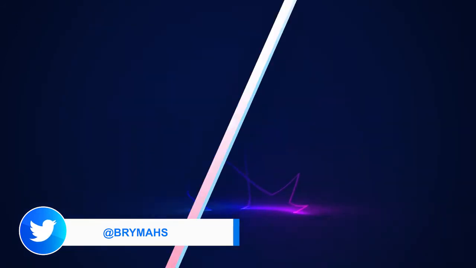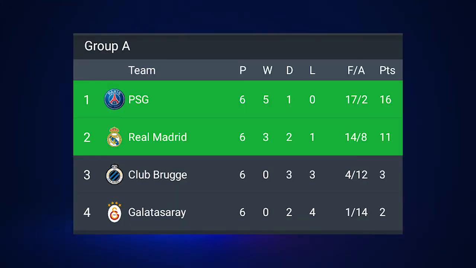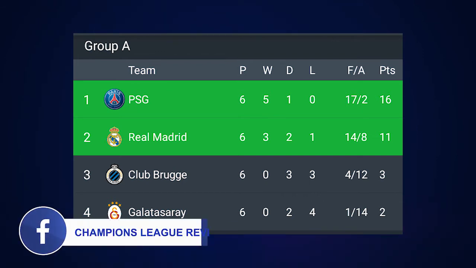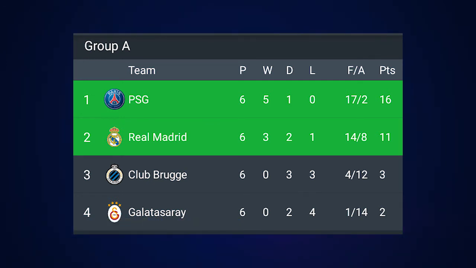PSG was in Group A with Real Madrid, Club Brugge, and Galatasaray. PSG topped the group with 16 points, Real Madrid 11, Club Brugge 3, and Galatasaray 2 points. They did well, they played very competitively. Not to talk about the game they played against Real Madrid. So far, it stands as one of the best games we watched in the group stage. It was a 2-2, very fierce encounter.